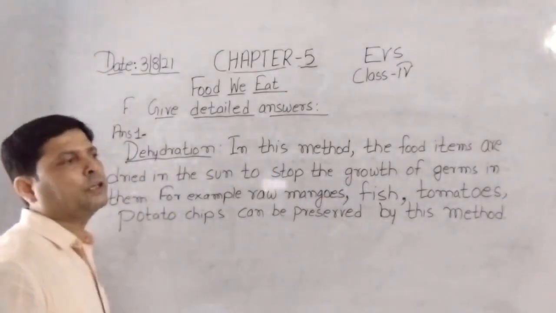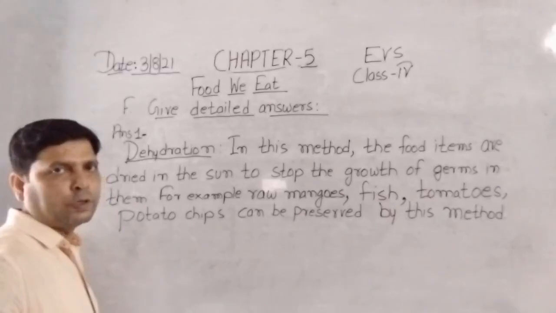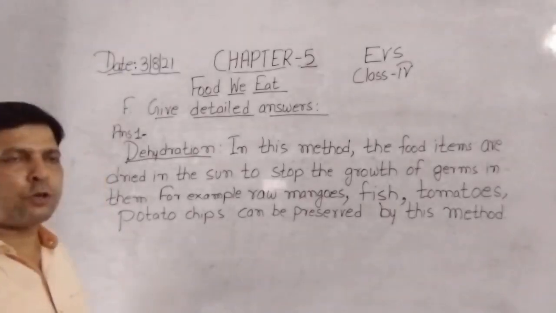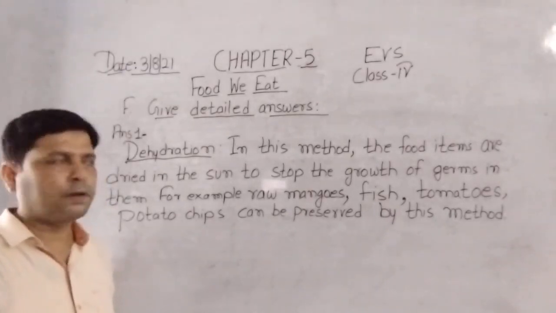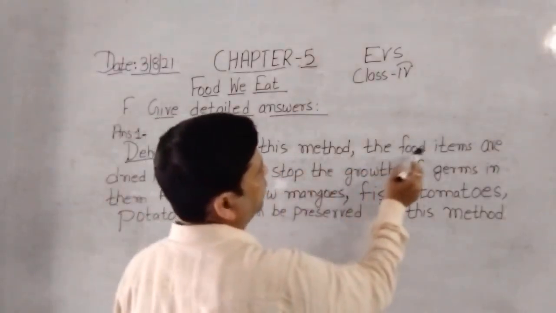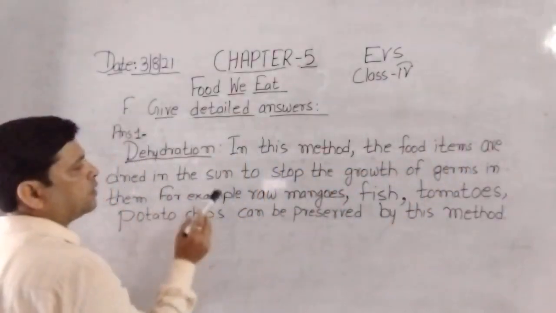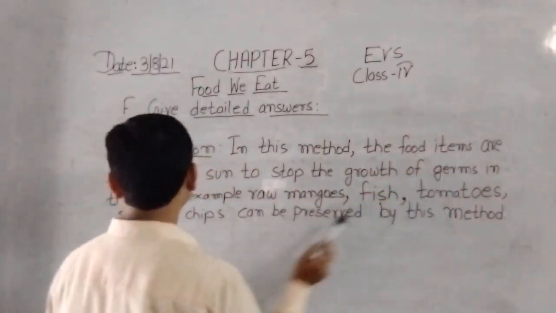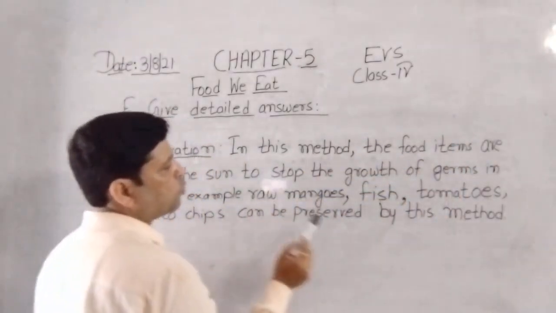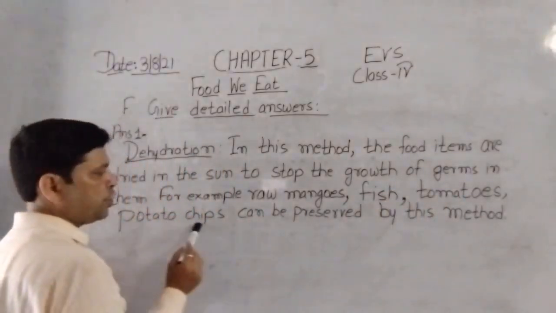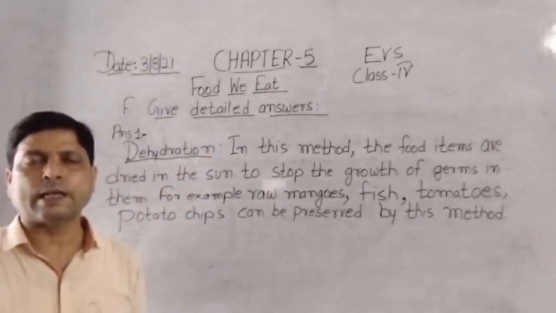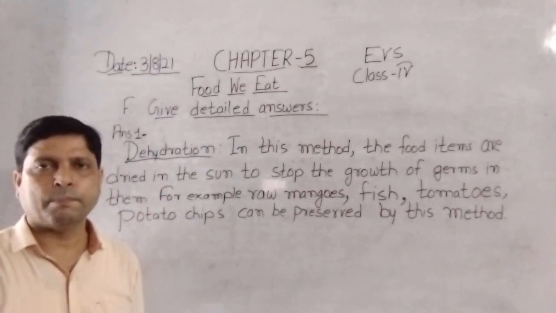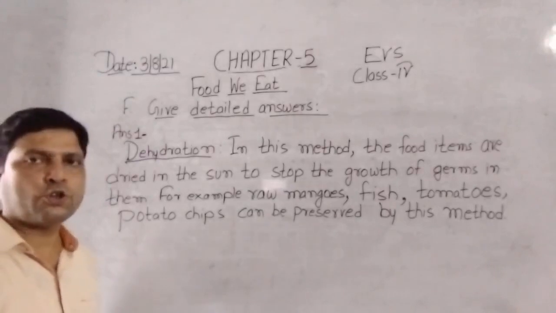Dehydration, removing of water from the food. When there is no water, no moisture in the food, then the growth of germs will automatically stop. Is it clear? So dehydration, in this method the food items are dried in the sun to stop the growth of germs in them. For example, raw mangoes, fish, tomatoes, potato chips can be preserved by this method. These all things can be preserved by this method. So you can take a screenshot.